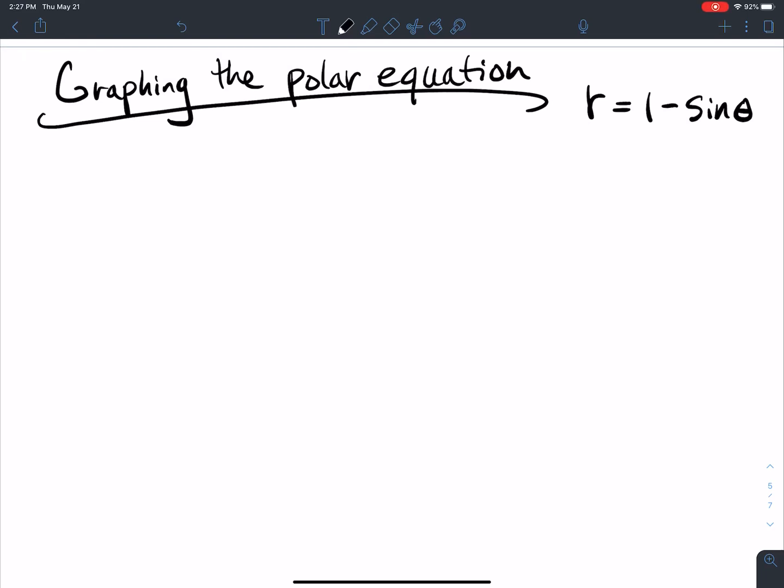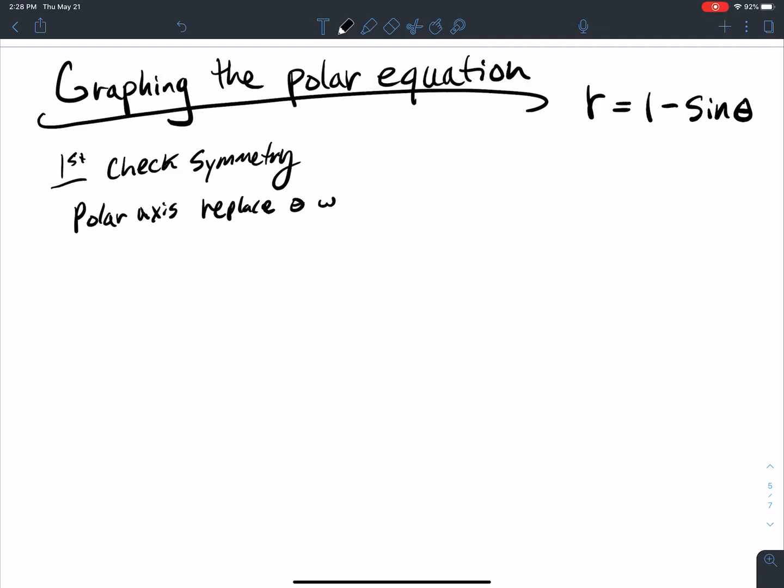So when graphing polar equations, the first thing I want to do is check symmetry. For the polar axis symmetry, replace theta with negative theta. So what does this get me?